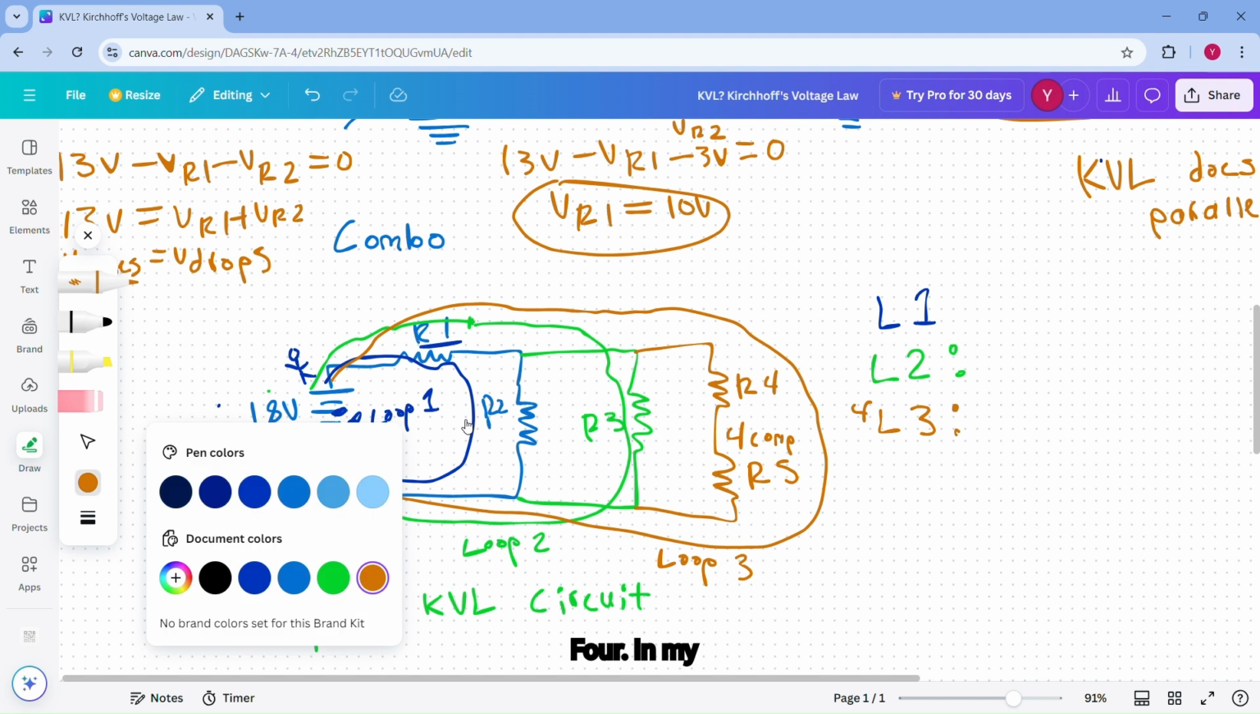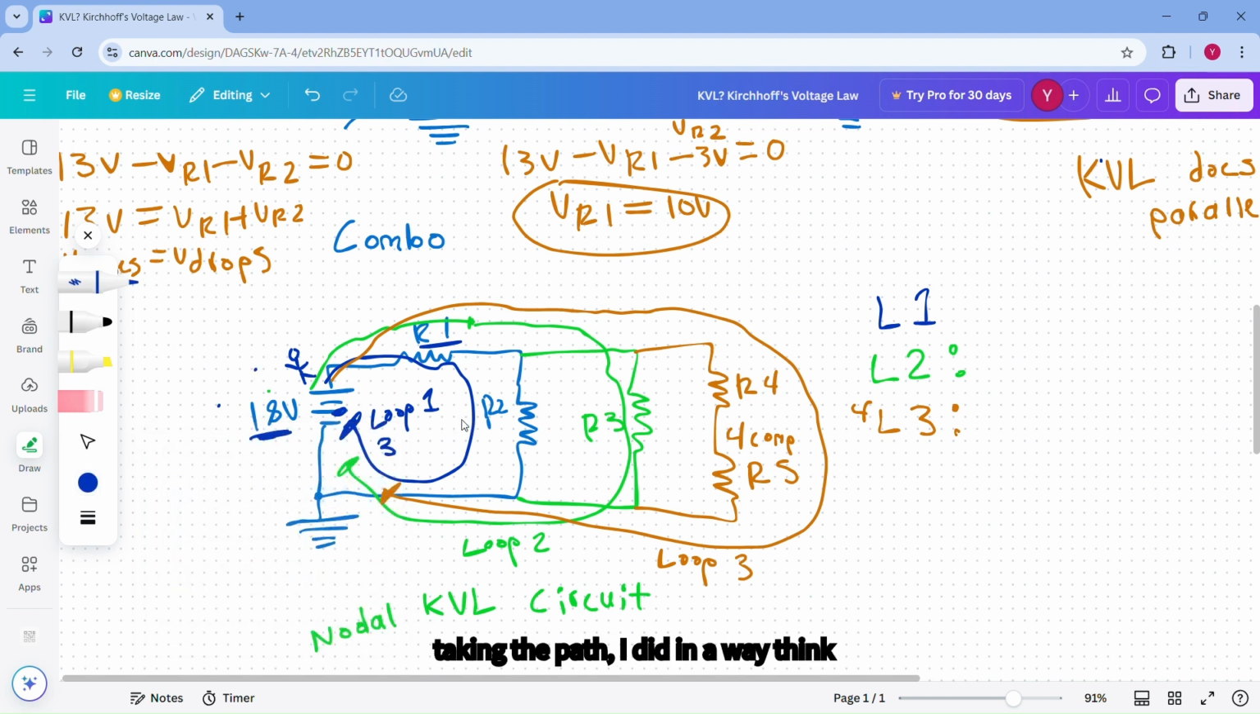In my drawing of the little guy right here taking the path, I did in a way think about current and how that would work. But let's talk about that as well right here. So in this case, once again, it's only one voltage source. So I'm going to have the current going the direction it should. And all these resistors are going to drop accordingly. Model that as a minus sign. Plus minus, all these are going to be drops. Okay?